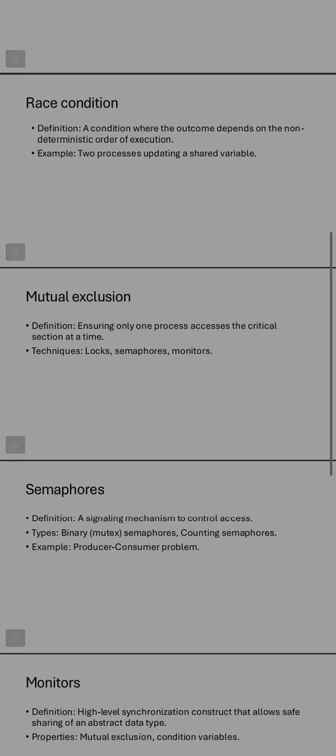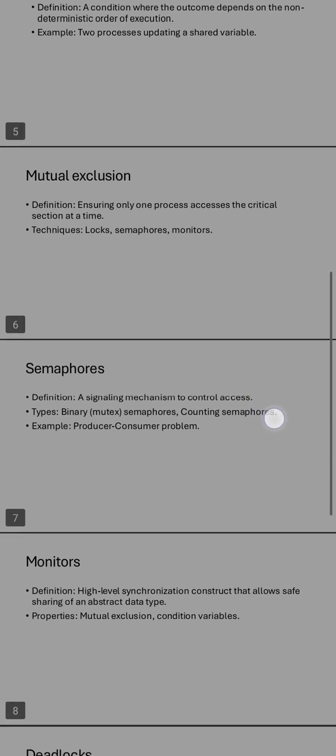The next one is mutual exclusion. The definition for this is ensuring only one process accesses the critical section at a time. Mutual exclusion means only one process should be in the critical section when there is an execution. If there are two to three processes in the critical section while there is an execution happening, then it will lead to a deadlock. The techniques used are locks, semaphores, monitors.